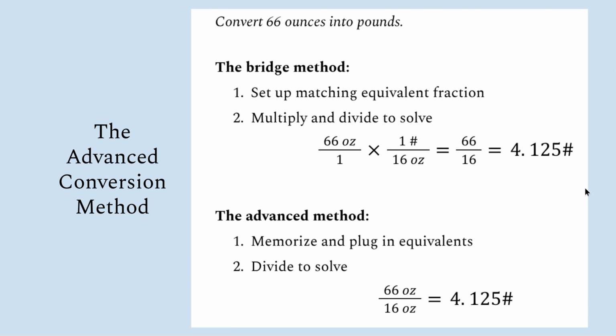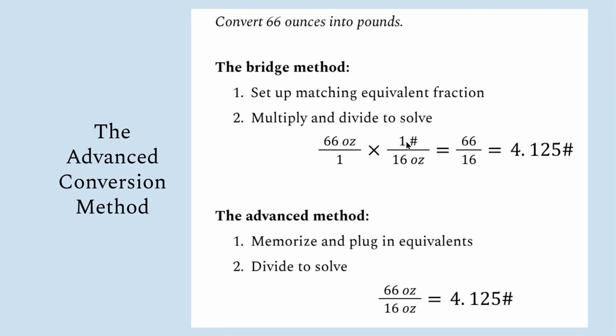The advanced version, he kind of showed very quickly at the end. It's essentially skipping over that middle part. So let's see, convert 66 ounces into pounds. I'm going to set up my equivalent fraction. Again, we're starting with 66. I'm going to just place that over 1, so it's a fraction, and we can see our method working out.